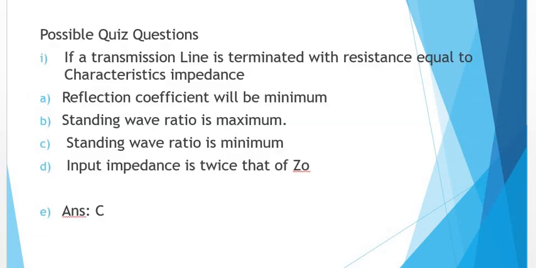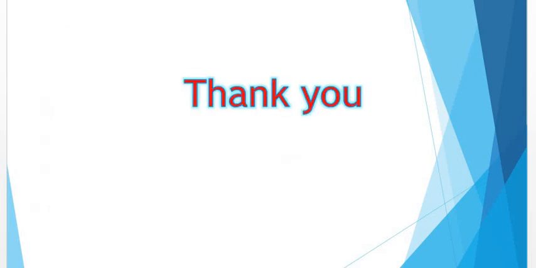A possible quiz question is: if a transmission line is terminated with a resistance equal to the characteristic impedance, then the standing wave ratio is minimum. Thank you.